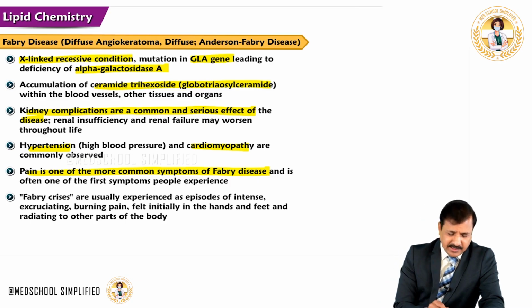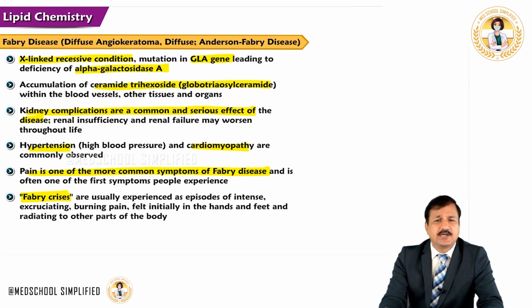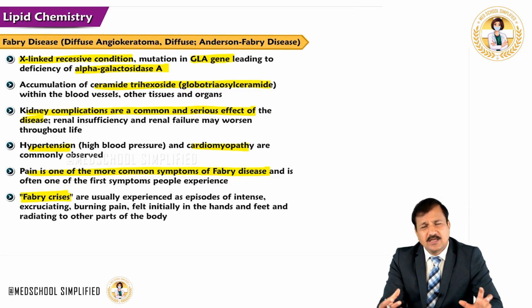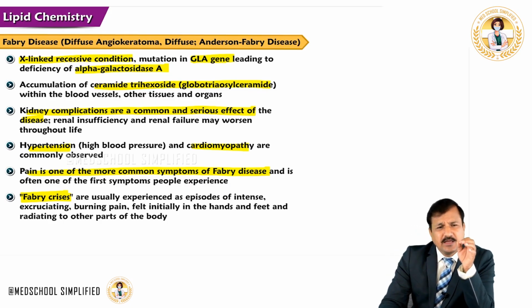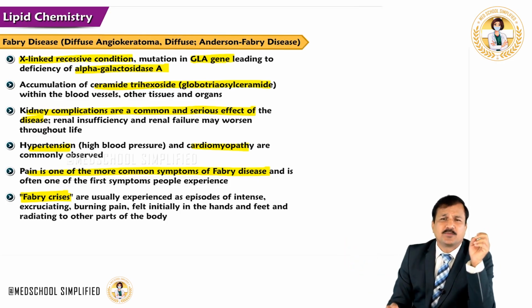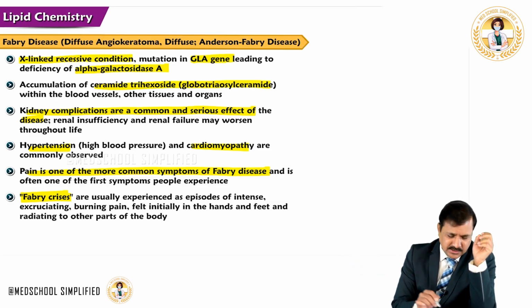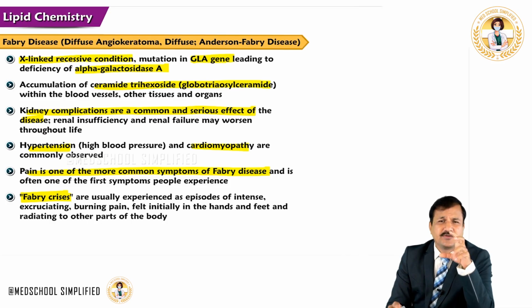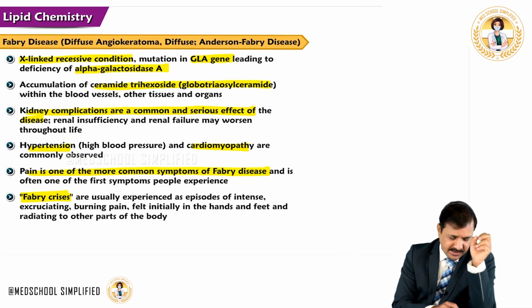Something called Fabry crisis is seen in Fabry disease. It is the experience of intense, excruciating burning pain which is felt initially in the hands and feet and later radiates to other parts of the body. That is what is called Fabry crisis, which is seen in Fabry disease.